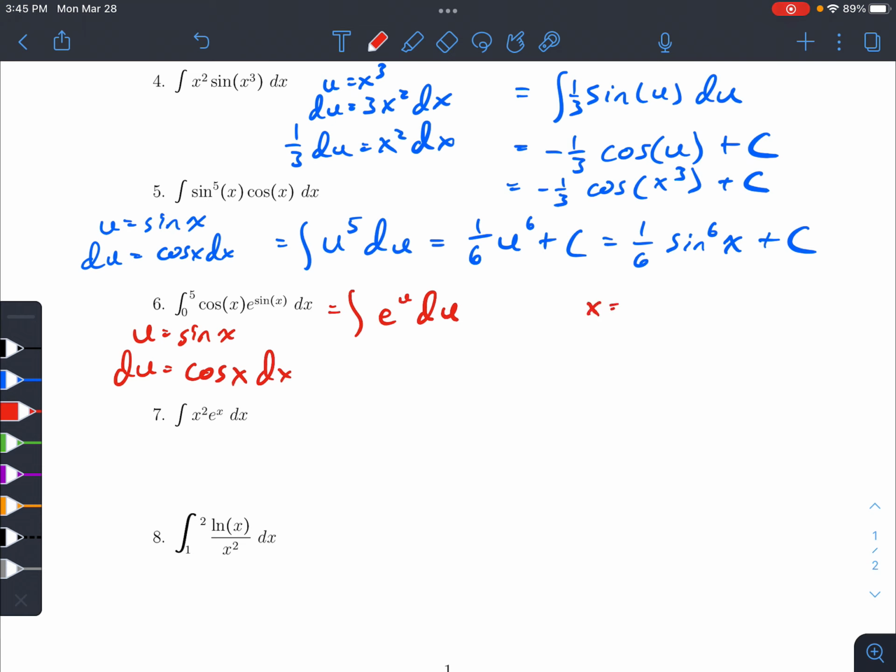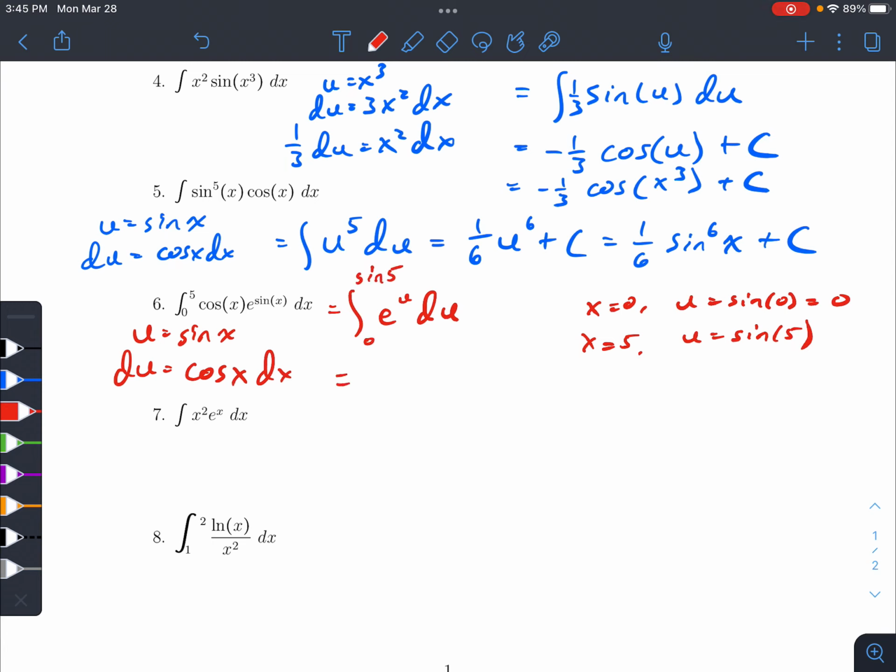If x equals 0, u is equal to sine of 0. Sine of 0 is equal to 0. If x equals 5, u is just going to be equal to sine of 5. There's no way to simplify that. We'll just leave that as sine of 5. So this is 0 to sine of 5.